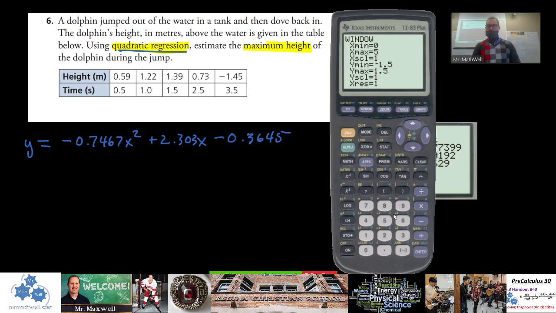Where is the y max? Here we go. So I'm going to do like 7 or something, so I can see up there. Now, it's squashed down a little bit, but that's okay. This is going to be good.